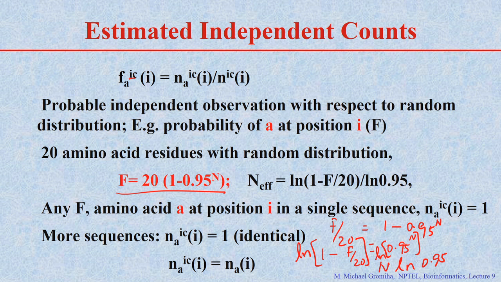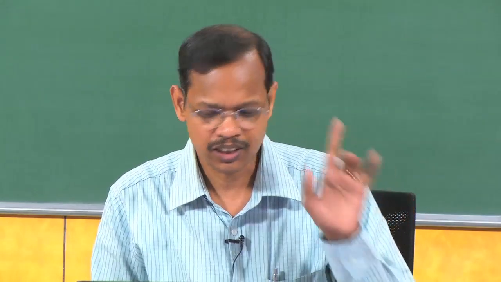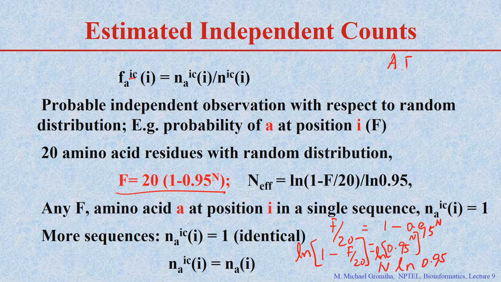there are two possibilities. One possibility is that it could be the same amino acid, right. For example, if you have a sequence A I T S T A, this is a concept here, right. Then we add a new sequence, there are two possibilities. One possibility is it could be A, then in this case n effective of i is equal to 1 because it is identical. Even if you add more, there is no difference because the average is the same. And the second possibility is other than A, whatever it is, because if it is not A, it is not identical, then n effective of i is equal to n of i, because it depends upon the amino acid.